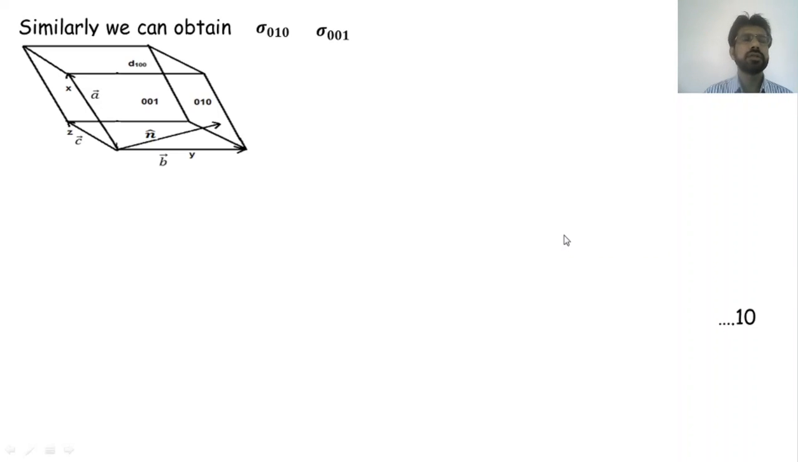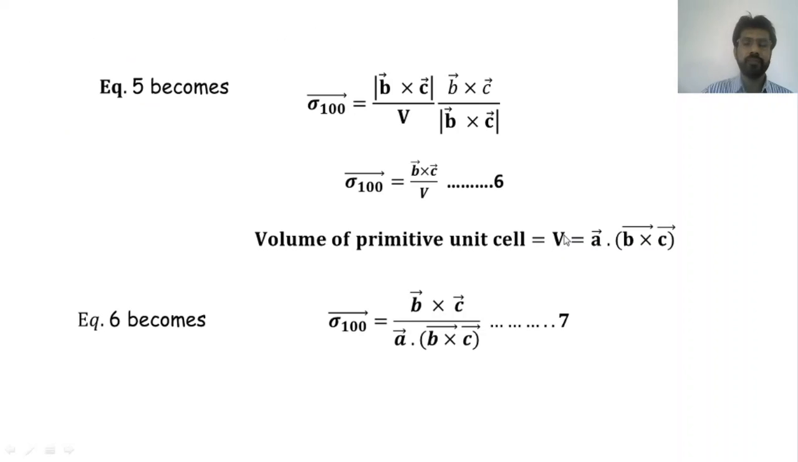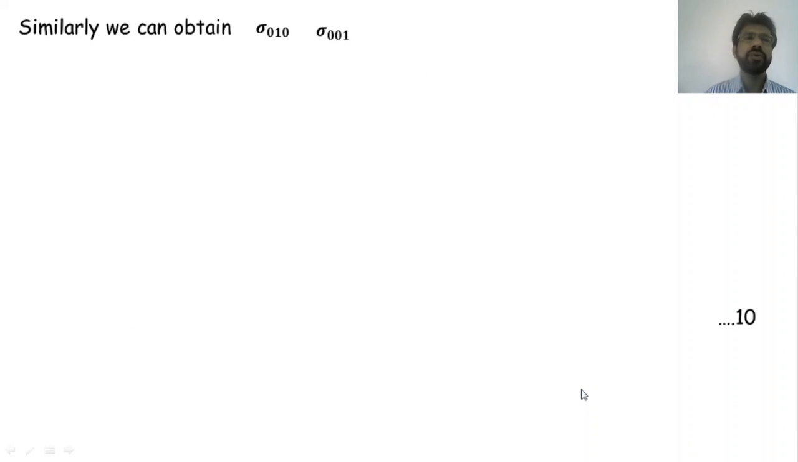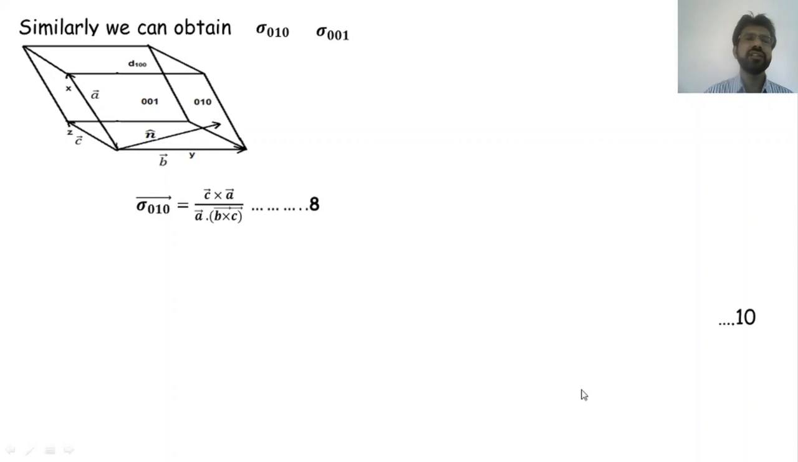And similarly, in this case we get the vector which is normal to the plane 100. It gives the vector b cross vector c divided by the vector a dot vector b cross vector c. Similarly, we can obtain the relations for the other vectors, sigma 0, 1, 0 and sigma 0, 0, 1.